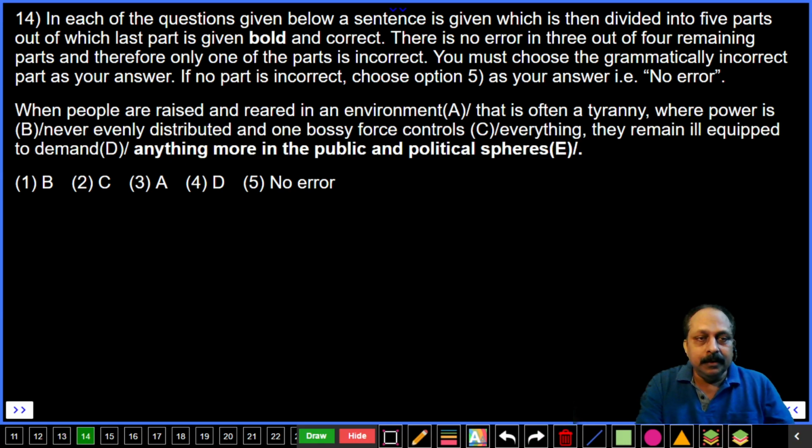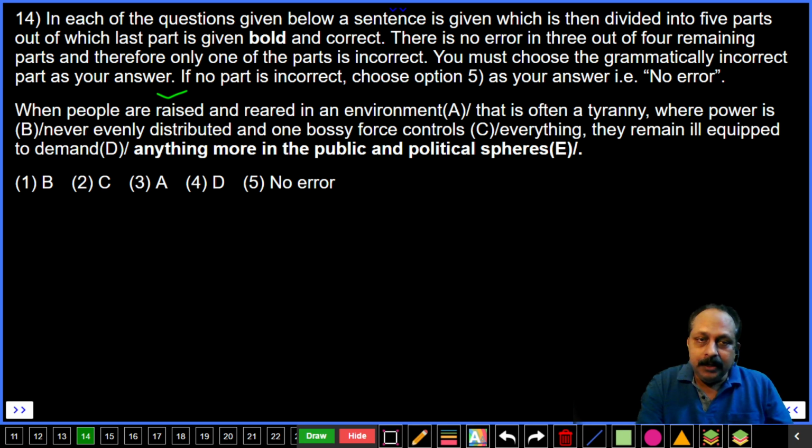Question number 14. When people are raised, not rise, raise, the word is right. When people are raised and reared in an environment that is often a tyranny, like dictatorship, where power is never evenly distributed, power is only in one person's hands, and one bossy force controls everything, they remain ill equipped to demand anything more in the public and political spheres. Now, it is not easy. You have to take each part.